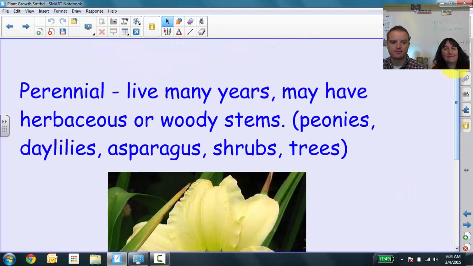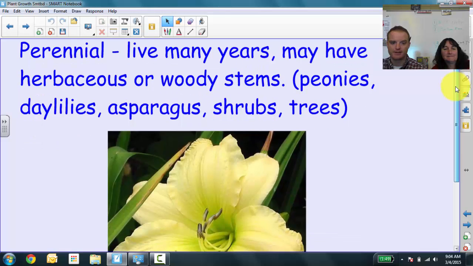And then finally we have our perennial. And these guys can live many, many years. Many have herbaceous or woody stems. Think about our trees. They come back year after year. They are perennials. You plant them once, and every year they're going to come back. So peonies, daylilies, asparagus, shrubs, trees, once they're planted, I know that my peonies come back every Memorial Day. They bloom right about that time. They come back every year. So perennial means they come back every year.